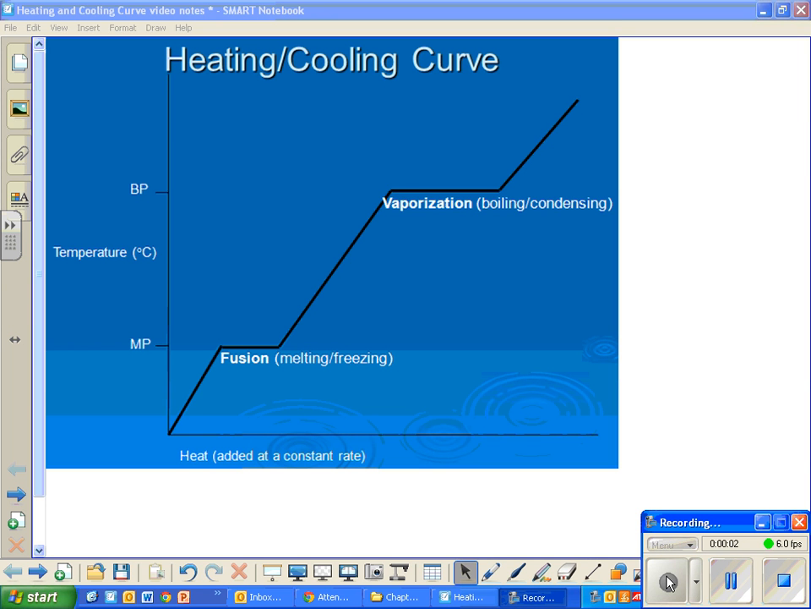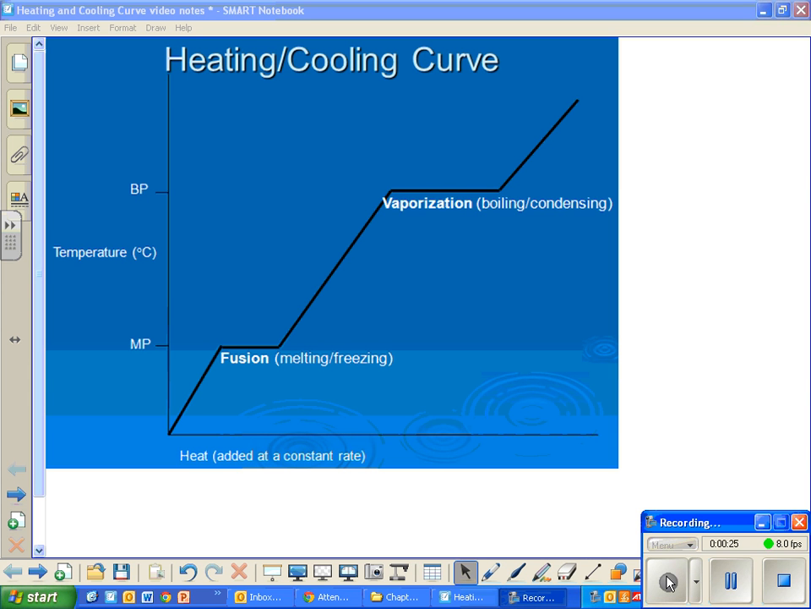This lesson is on heating and cooling curves. To do these problems, you will be using all the knowledge you already know about calculating specific heat and delta H of fusion and delta H of vaporization. So, quick review of a heating and cooling curve, which you saw in the last video, the delta H vaporization and fusion video.